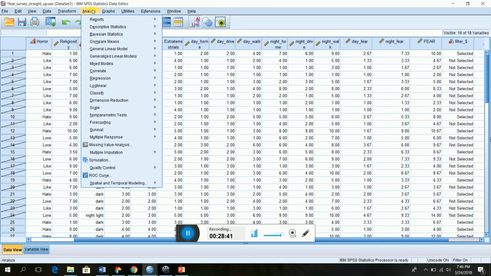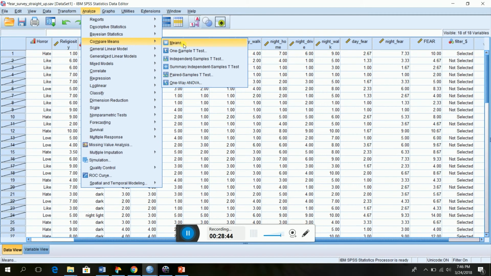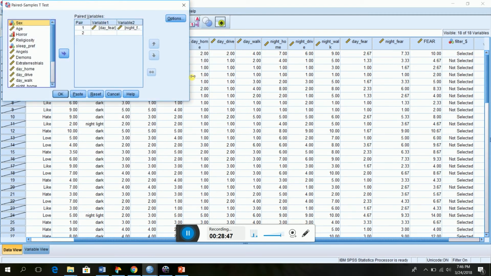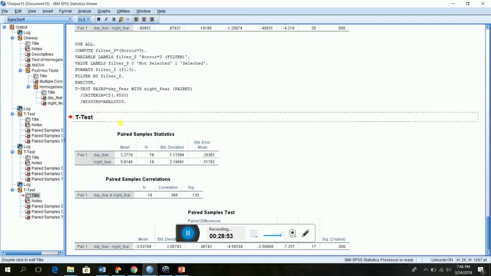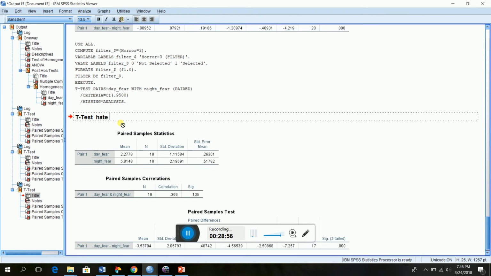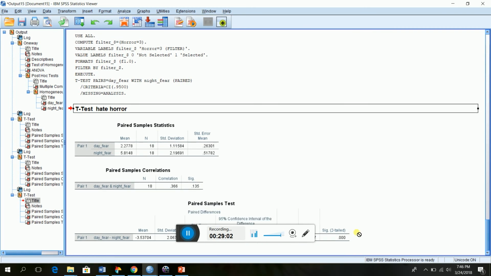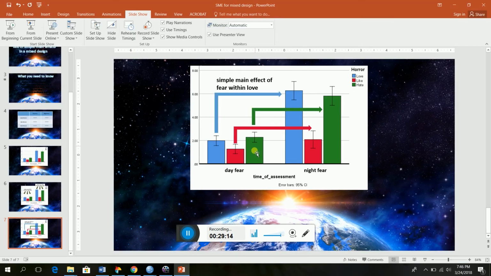You go to Analyze, Compare Means, Paired Samples, t-test. It's already set up. Hit OK. Label it. Good idea. Hate horror. All right, and we can look at the results of this test, and no surprise, when we look at the paired samples t-test result, it is significant. So we have now learned, if we go back to our graph, that if we look at the people who hate horror movies, their fear scores go up significantly from day to night.